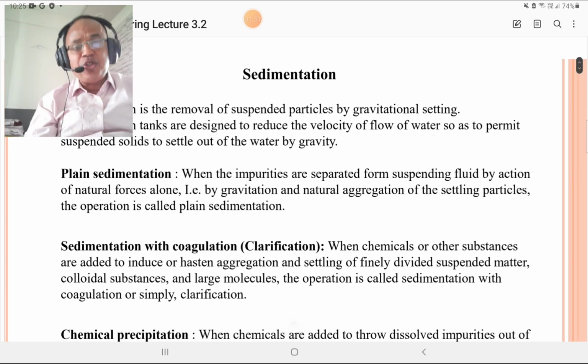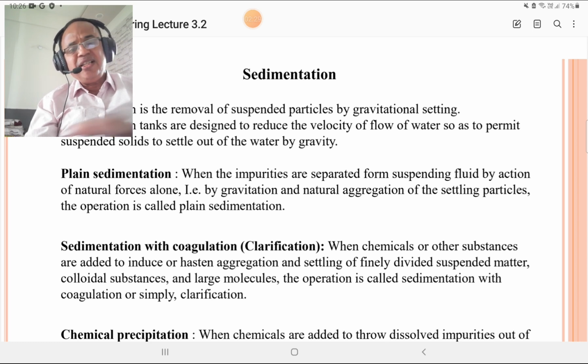The second type of sedimentation is sedimentation with coagulation or clarification, when chemicals or other substances are added to induce or hasten aggregation and settling of finely divided suspended matter, colloidal substances and large molecules. The operation is called sedimentation with coagulation or simply clarification. So, sedimentation with coagulation and clarification are the same process.